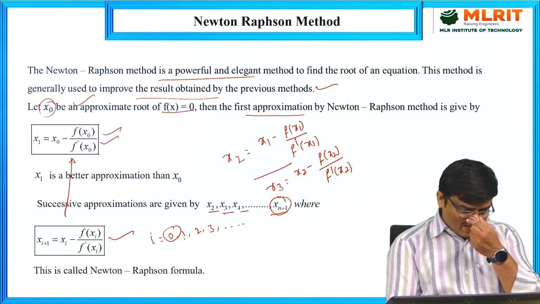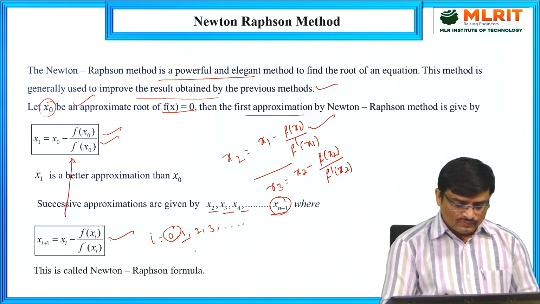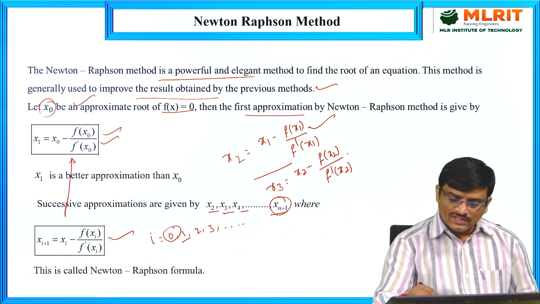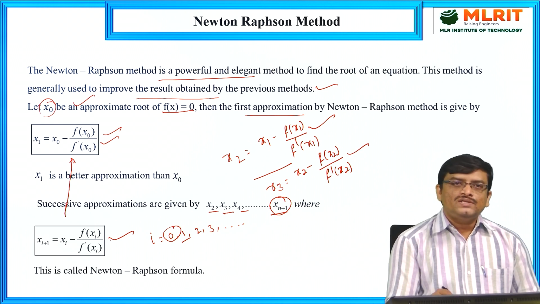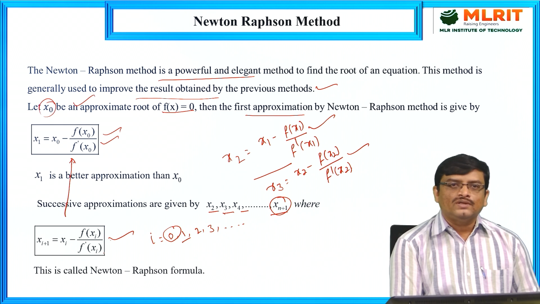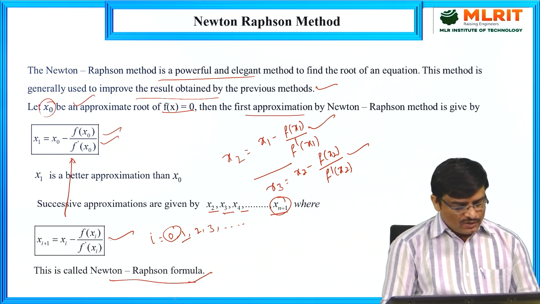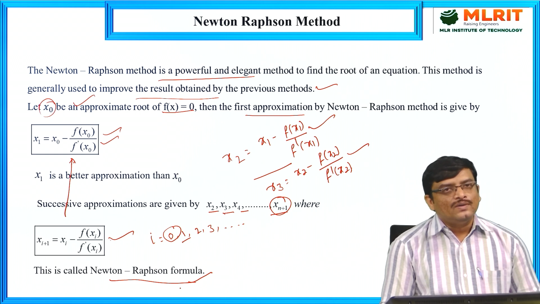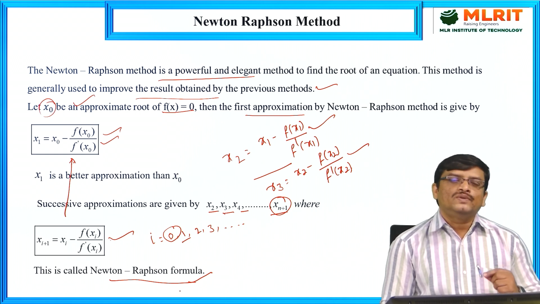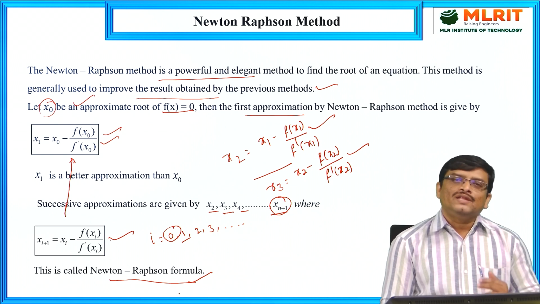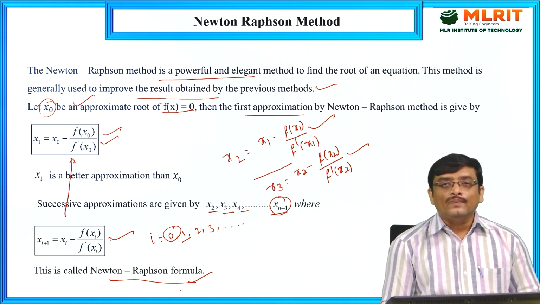If you take i equal to 1, you will get x2, and when we take i equal to 2, you will get x3. From this, we can consider the general form of the Newton-Raphson method, which we call the Newton-Raphson formula. By using this formula, we get the root of the equation, and whatever root we get by using this method is more accurate compared to the remaining methods.